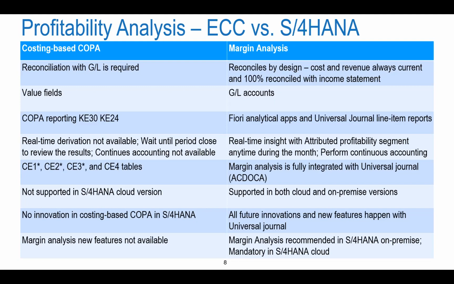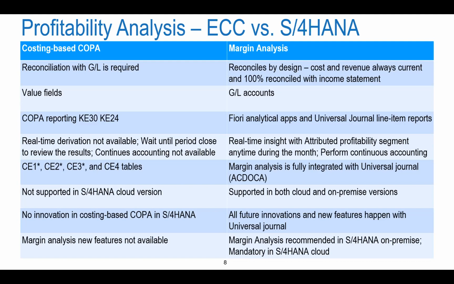And there are very analytical reports that work with Universal Journal, ACDOCA, that you can also leverage for margin analysis. Whereas in costing-based COPA, you use the legacy KE30, KE24 reports. You have to build those reports for your unique needs. And then the real-time derivation is something not available in costing-based COPA. What this means is you have to wait till the end of the month to look at the results of your characteristics or dimensions. Whereas in S/4 with margin analysis, you can do continuous accounting.